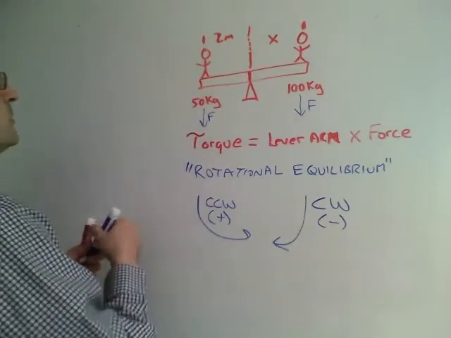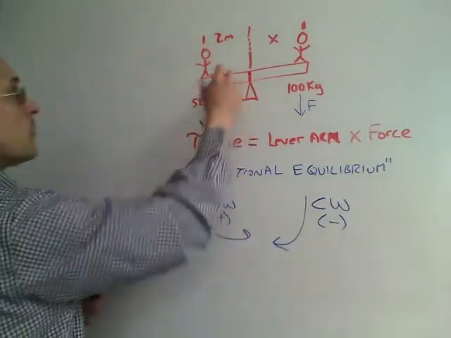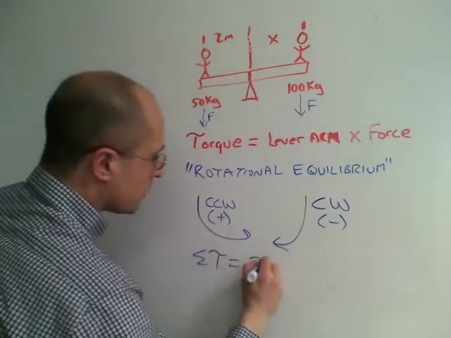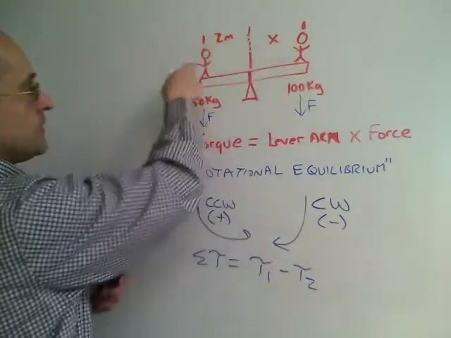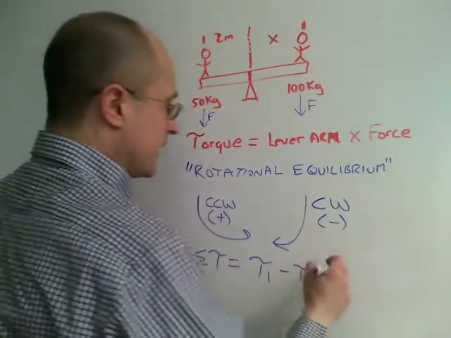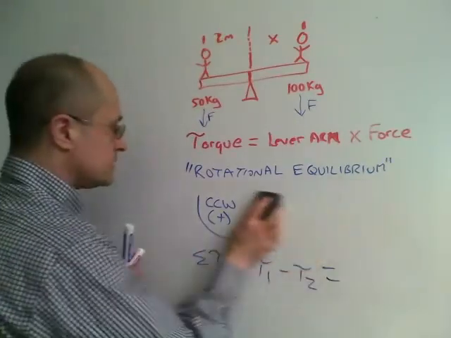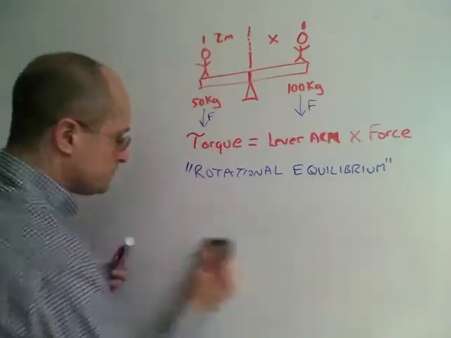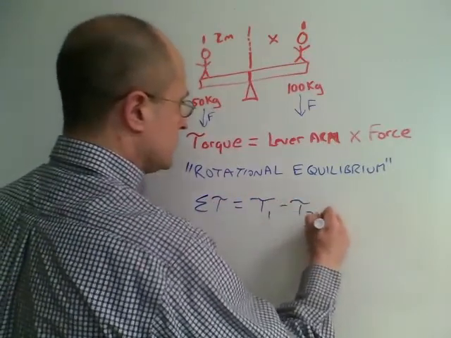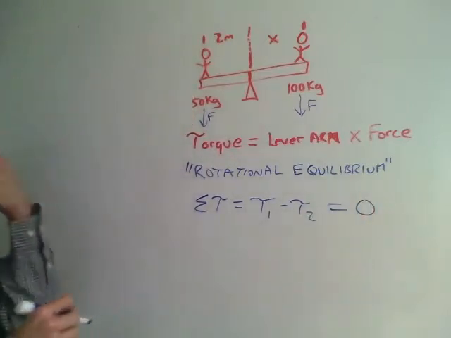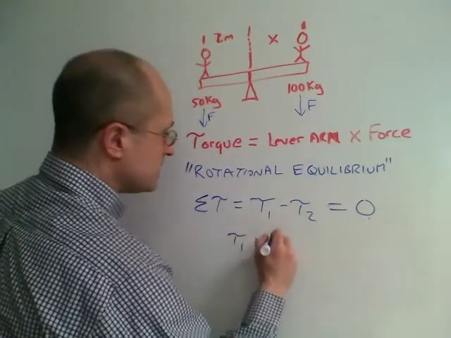So let's take a look at how we would do this. We'll call the counterclockwise torque, torque 1. When we sum our torques, we have torque 1 minus torque 2, because torque 2 wants to go this way, and torque 1 wants to go that way. So the sum of the torques is torque 1 minus torque 2. We know that has to be 0 if they're in equilibrium. That means we can add torque 2 over here. Torque 1 has to equal torque 2.